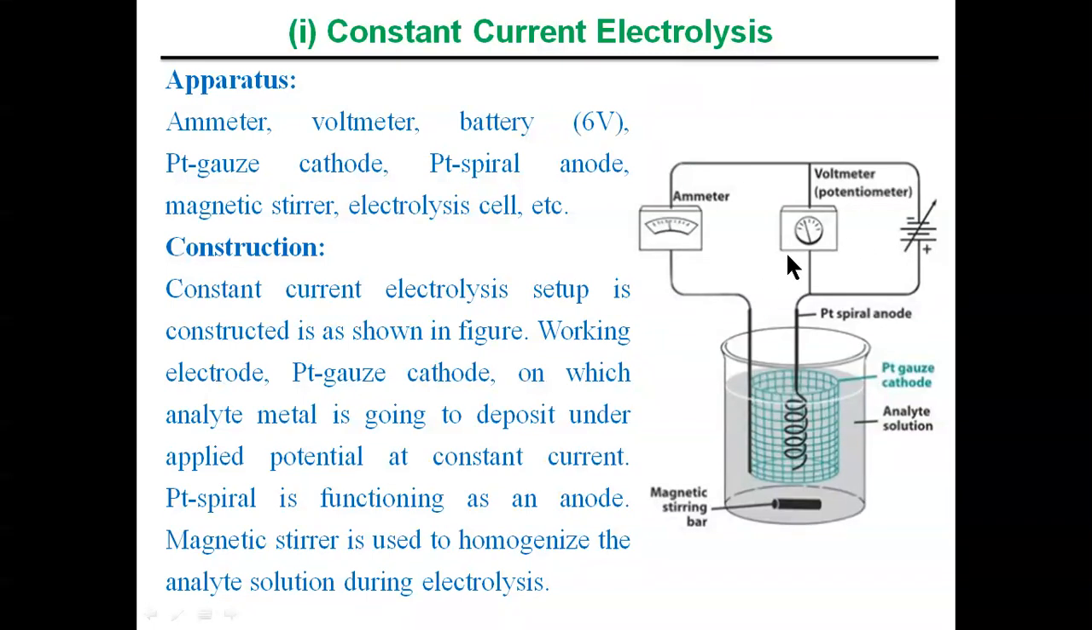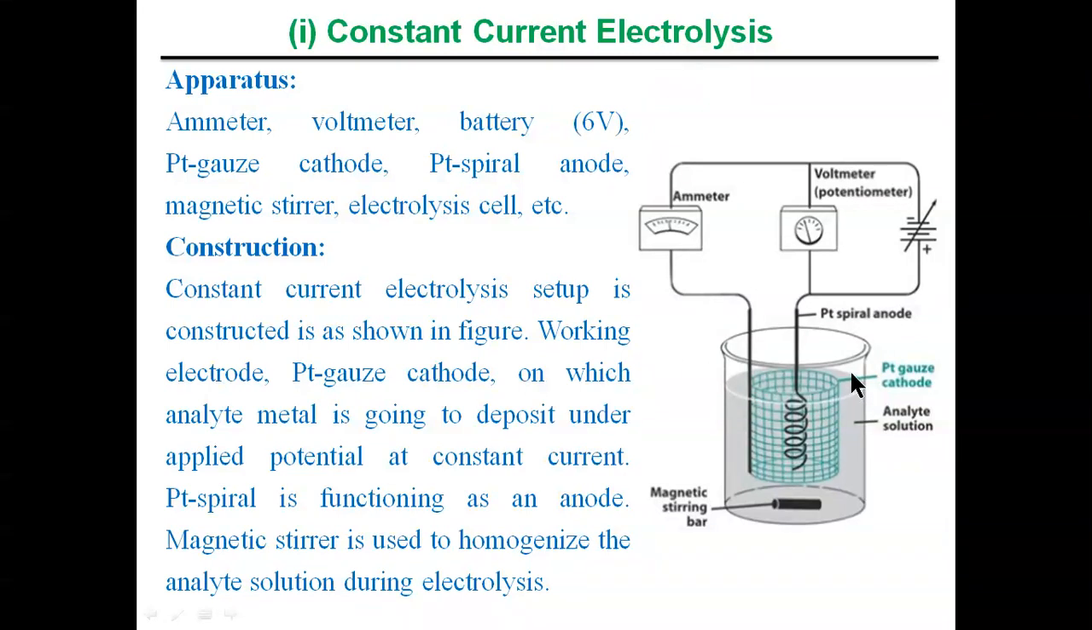This is the external circuit. We have two electrodes here. One is the platinum gauze, which is acting as a cathode. The other is a spiral platinum electrode, which is acting as the anode. Then this is a magnetic stirrer, which is needed to homogenize the solution throughout the electrolytic process. This is the analyte solution, and this is the electrolytic cell. These are the parts of the apparatus involved in the constant current electrolysis setup.